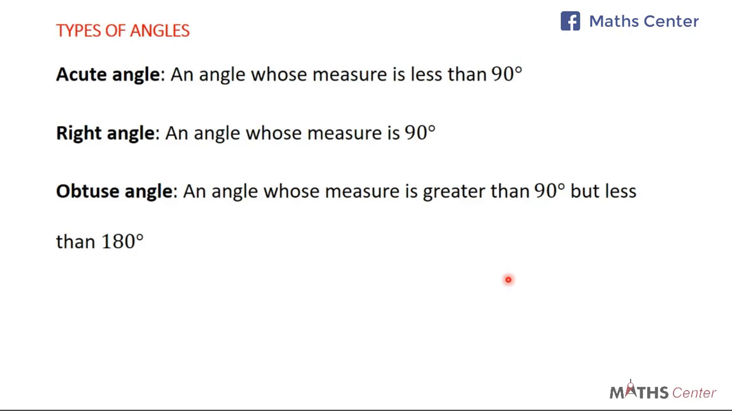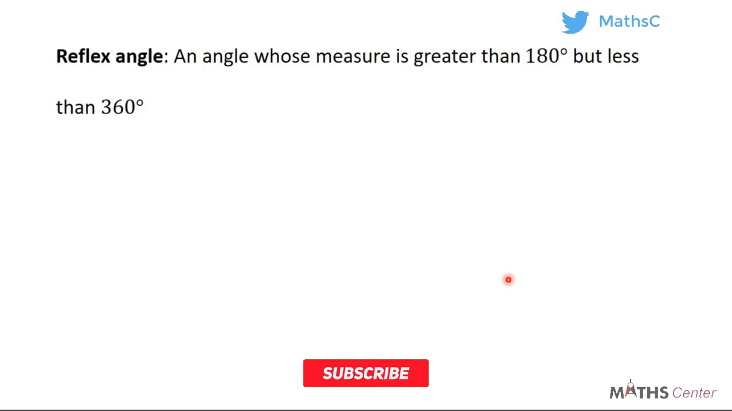Let's consider another type of angle called the reflex angle, an angle whose measure is greater than 180 degrees but less than 360 degrees. So an angle whose measure is greater than 180 degrees but less than 360 degrees is a reflex angle. An example of that is 270 degrees. 270 degrees is greater than 180 degrees but less than 360 degrees. So we say that that is an example of a reflex angle.